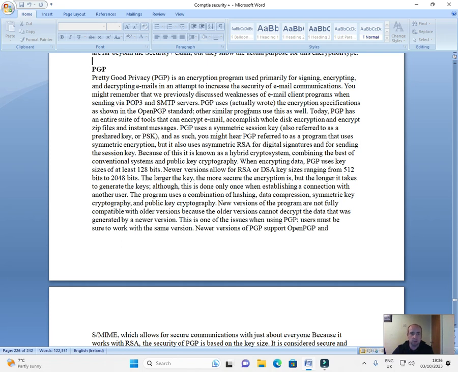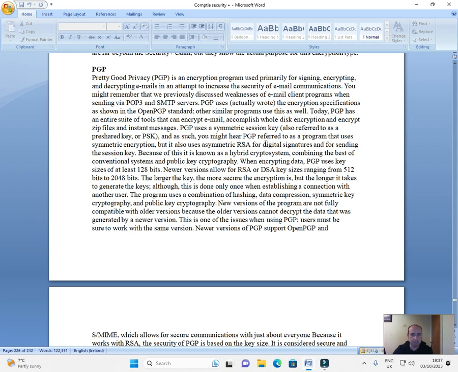PGP users actually wrote the encryption specification as shown in the OpenPGP standard. Other similar programs use this as well. Today, PGP has an entire suite of tools that can encrypt email, accomplish whole disk encryption, and encrypt zip files and instant messages. PGP uses a symmetric key session, also referred to as pre-shared key or PSK, and as much.